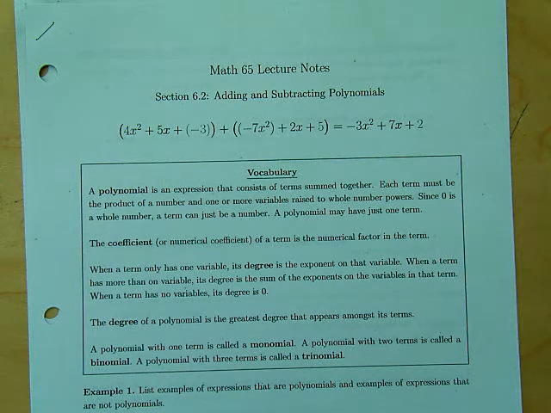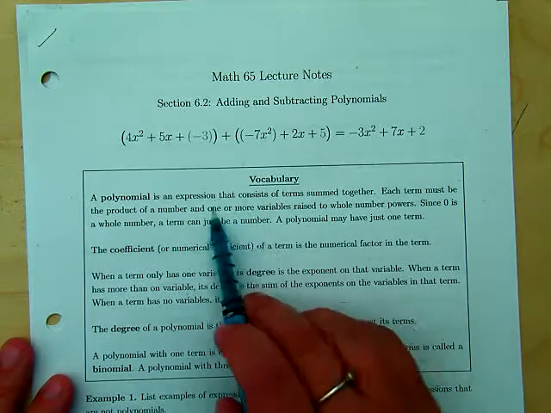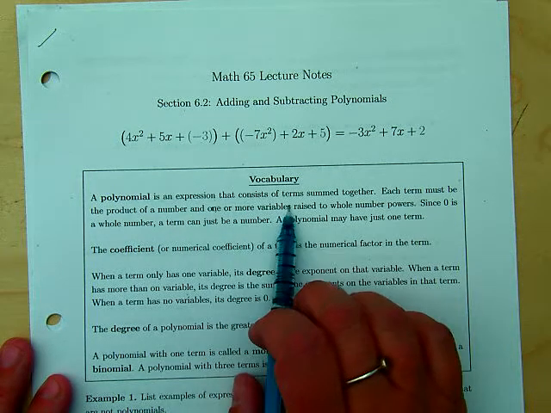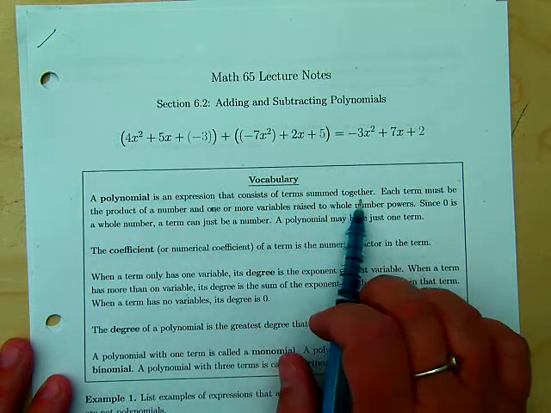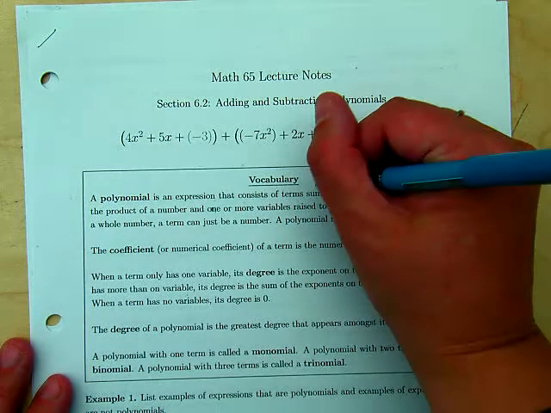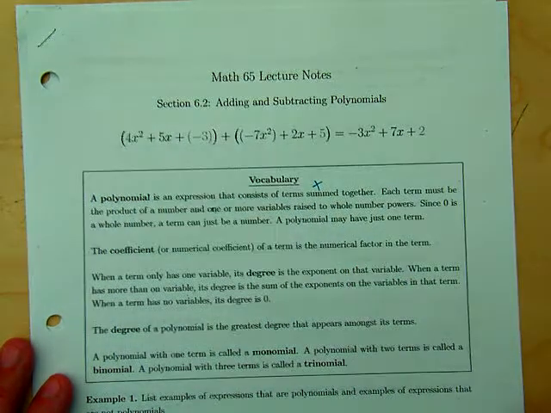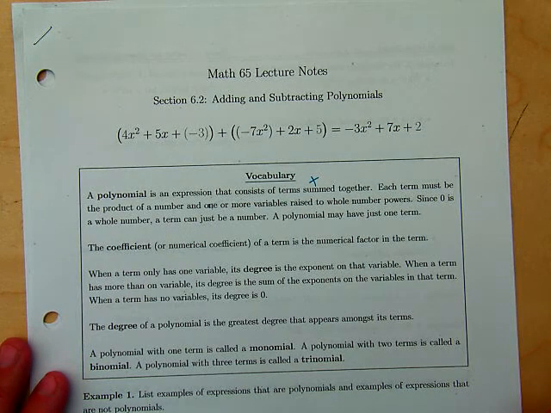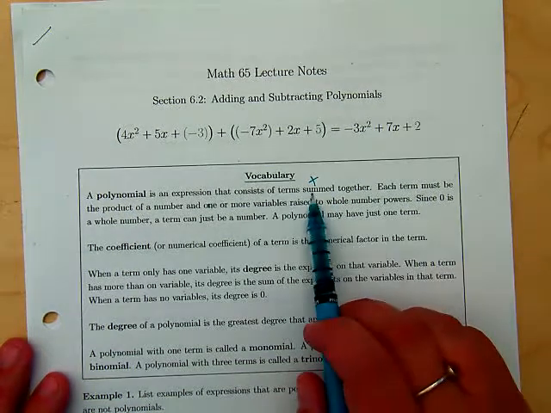Okay, let's start adding and subtracting polynomials. So the first thing we need to do is talk about what is a polynomial. A polynomial is an expression, as opposed to an equation, that consists of terms summed together. Sum meaning add. And we always say add because we really add even if the numbers are negative. We always change everything to adding the opposite when we have subtraction.